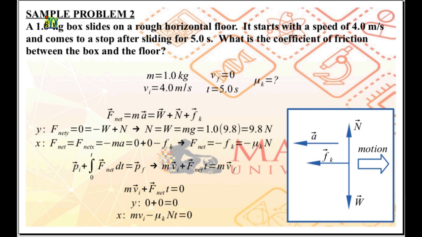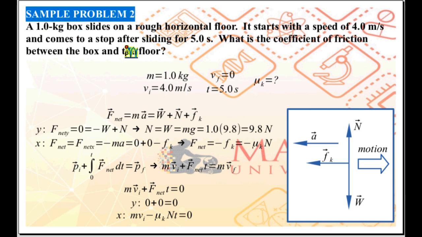Let's have one more example. Sample problem number 2. A 1 kilogram box slides along a rough horizontal floor. It starts with a speed of 4 meters per second and comes to a stop after sliding for 5 seconds. What is the coefficient of friction between the box and the floor?